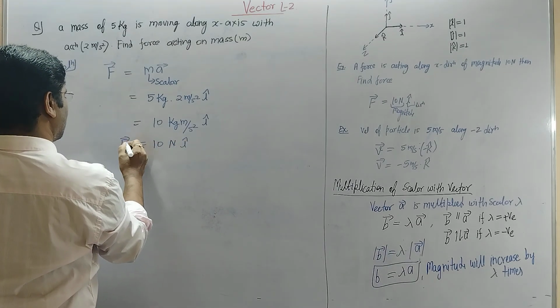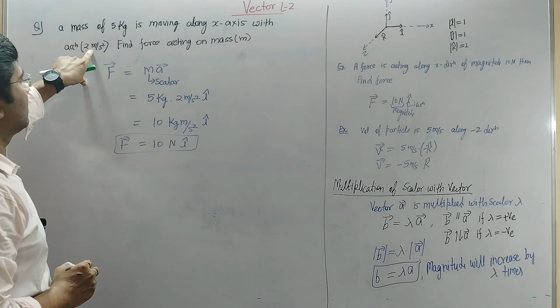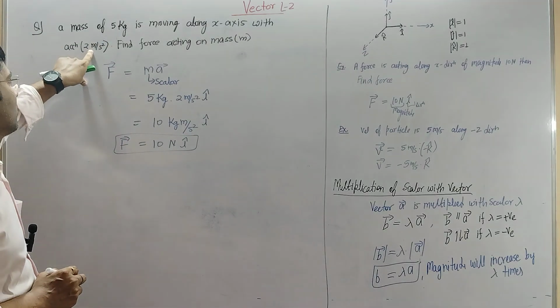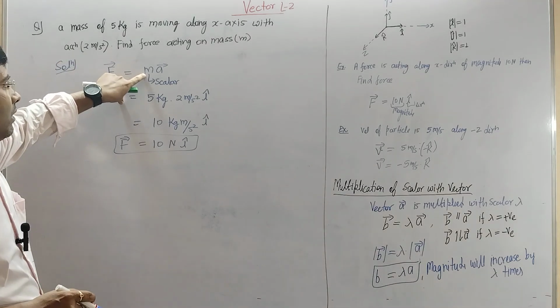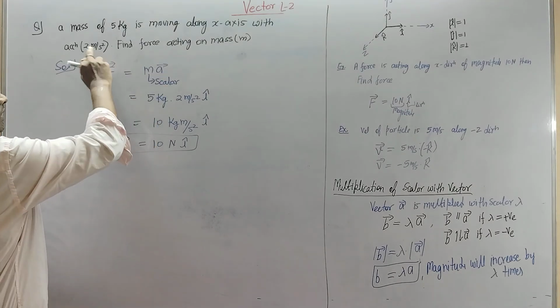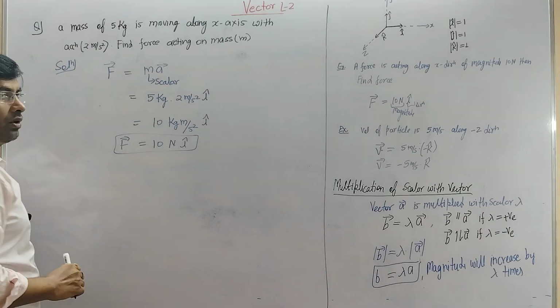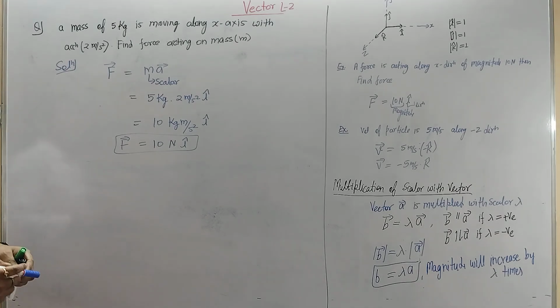but Newton. So this is 10 Newton I cap. So we got here force. This force is 5 times this 2 meter per second square. Okay, that means whatever is the scalar value, that much time vector will increase. Okay, so 5 times this 2 vector will increase. That is how we are getting. So this is an example of scalar product with vector. Clear?